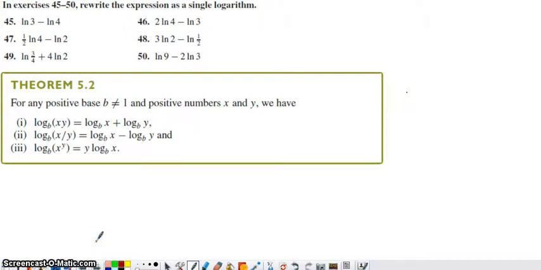So in this video we're going to take a quick look at some properties of logarithms. These are things that you probably saw in trig. We'll use them a little bit here and there in calculus, and these are from section 05. Problems 45 through 50 ask us to rewrite the expressions as single logarithms.